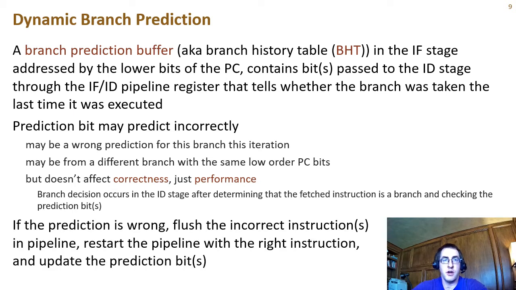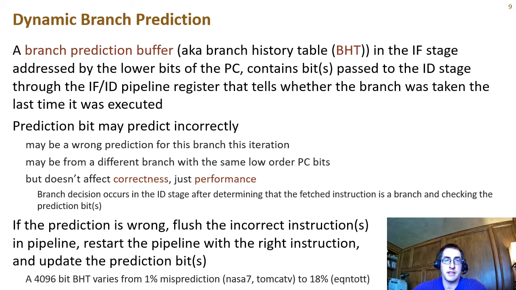When the prediction is wrong, you still have to flush the incorrectly fetched instructions as before and restart the pipeline from the correct instruction, and now we'll update the prediction bits with the outcome of the branch each time that it executes. An example of a 4096-entry branch history table shows a variance of a 1% misprediction rate to 18% on some of the benchmarks from the SpecInt benchmark suite.